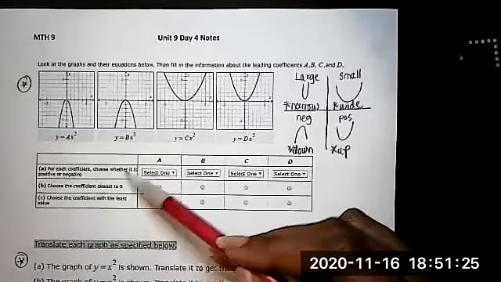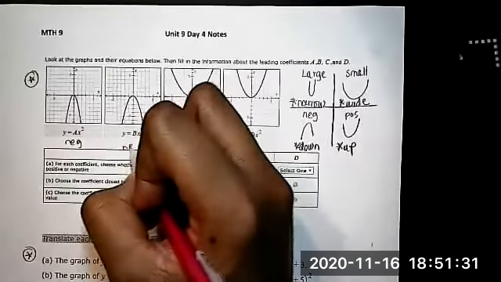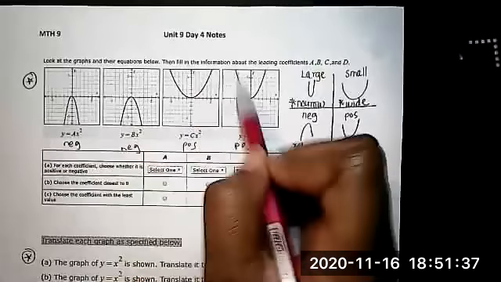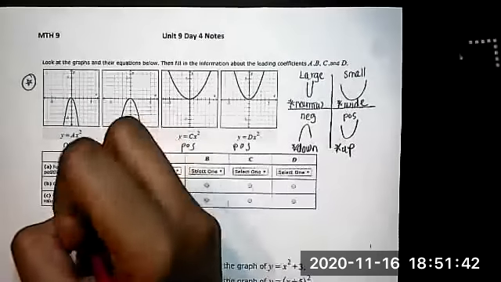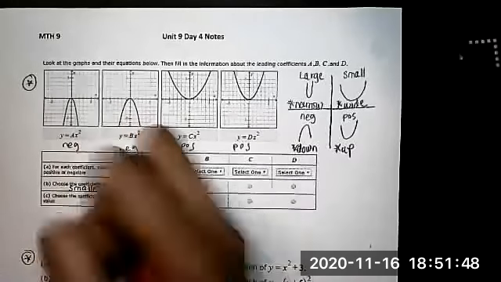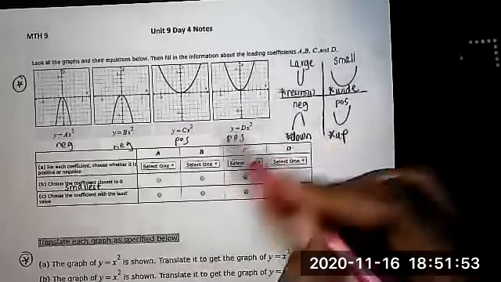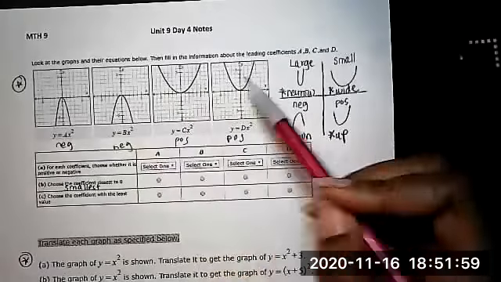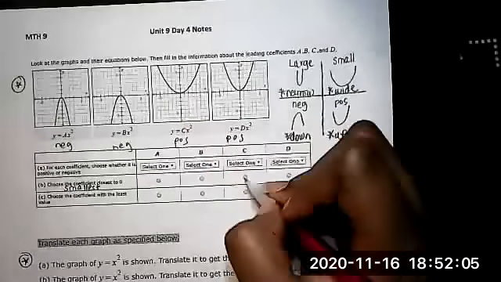So here, choose whether it's positive or negative. Of course, these two, this one's negative, negative, positive because it's upwards, and positive because it's upwards: downwards, downwards, upwards, upwards, okay? Choose the coefficient closest to zero. Closest to zero means that it's the smallest, it's the widest, and it really doesn't matter when we're talking about narrow and wide whether it's positive or negative. Okay, so this one, it says it's the smallest, it's the widest. So this looks to be the widest for C.